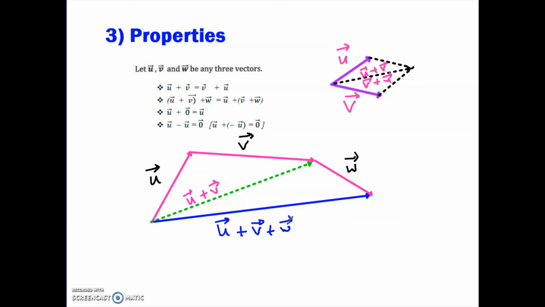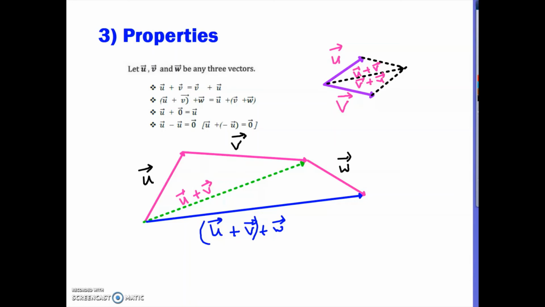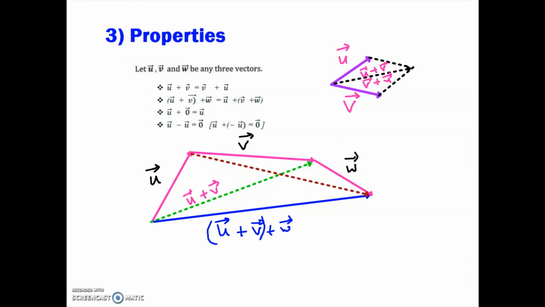Now if we start with v plus w first, I will draw the vector v plus w dotted with a different color. So v plus w will be this. So this is v plus w, and then I add to it the vector u. So I do u plus v plus w, so this pink vector. Notice that the resultant vector will be the same blue vector. So this is the same as doing v plus w first and then adding to it u.